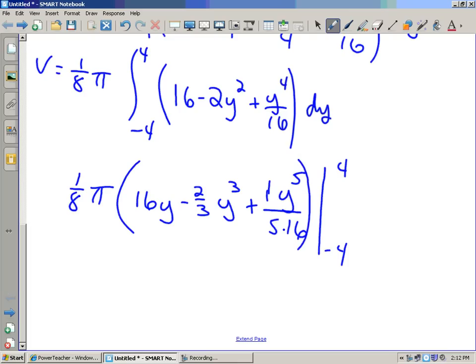Next, we'll plug in our values. 16 times 4 minus 2/3 times 4 cubed, plus 4 to the 5th, divided by 80. That gives 512/15. Still have our 1/8 pi out front.